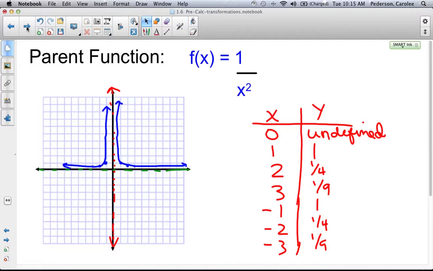So here's the parent function for f of x equals 1 over x squared. Again, we're trying to move away from the x, y chart, where you point plot. You're evaluating the function. You're getting out a y value. You're graphing them all out. We're moving away from this and focusing on the transformations, graphing those critical points, and applying the transformations. So here's what the graph would look like. Notice the asymptotes. There's a vertical asymptote, the red one, at x equals 0. Because x cannot be 0, it makes it undefined. Then there's another horizontal asymptote at y equals 0.